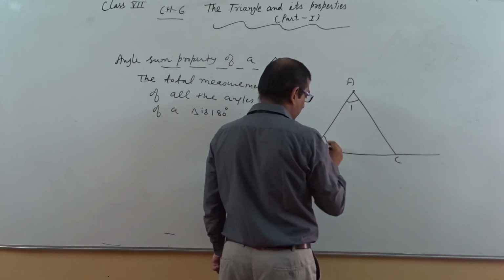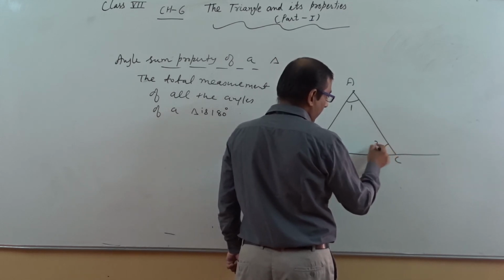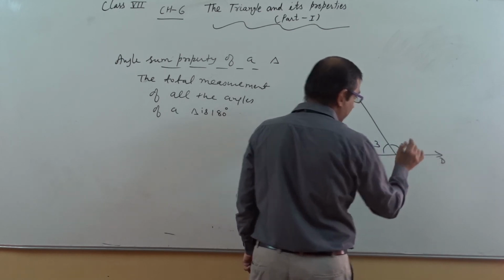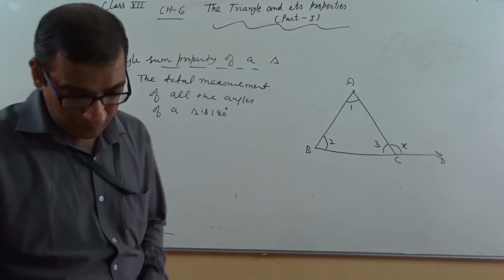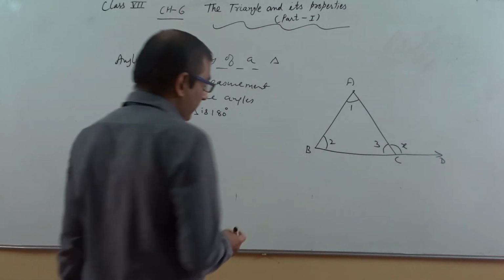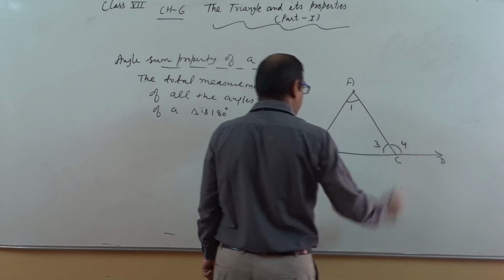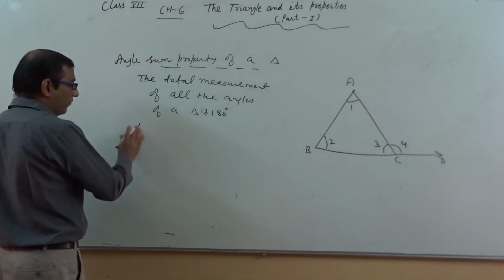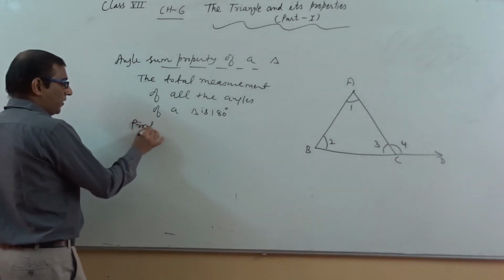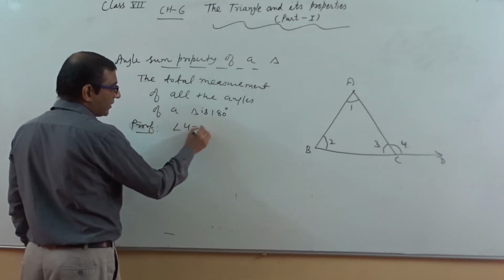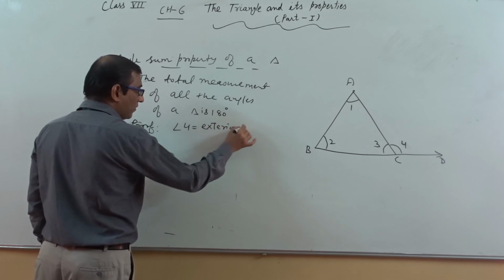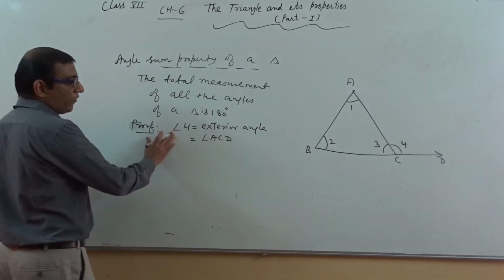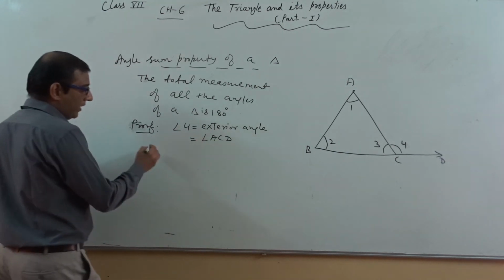This is angle 1, angle 2, angle 3, and here I will take one angle as X. So how can we show the sum, or if we take this angle as 4, then also we will show it. So as you see, this is the proof of this property. So angle 4 is the exterior angle, right? Or we can say this is equivalent to angle ACD. So angle 4 is the exterior angle, then we will apply the exterior angle property.